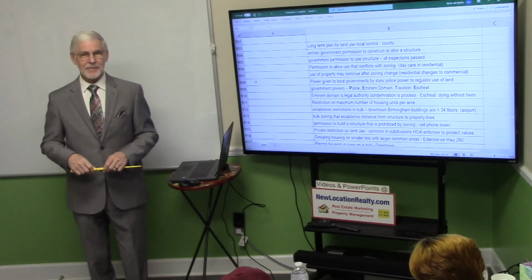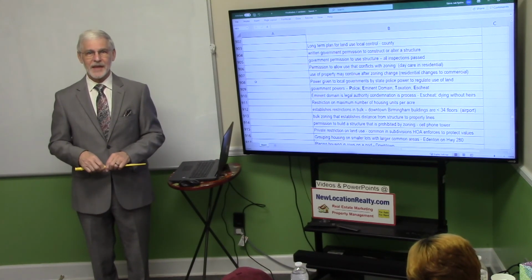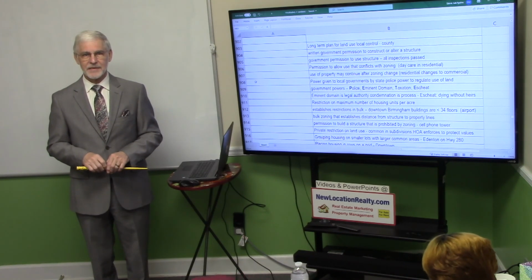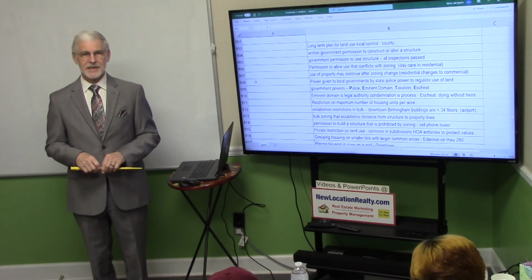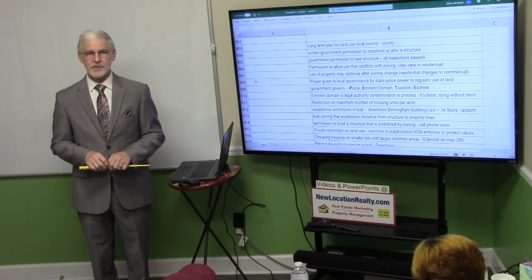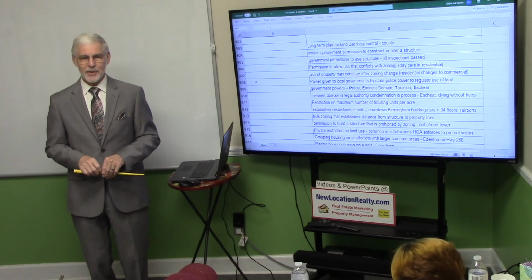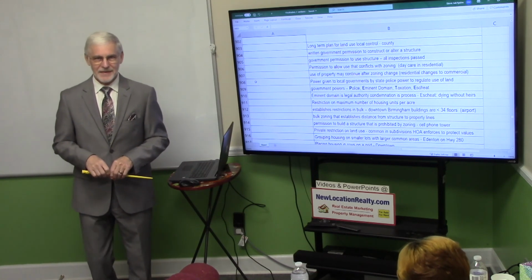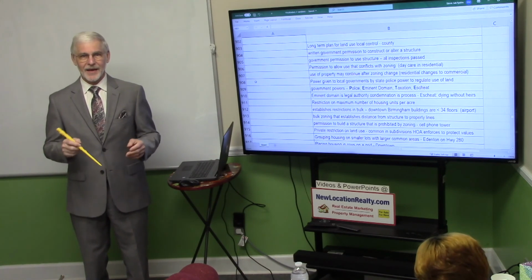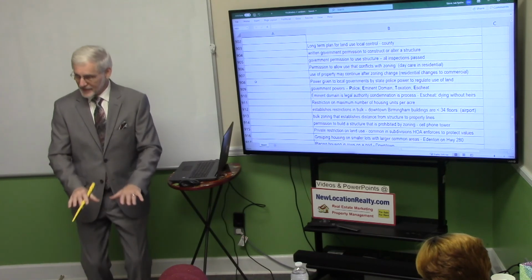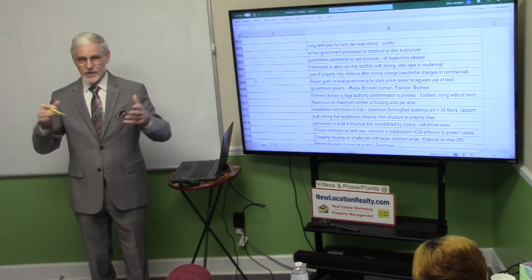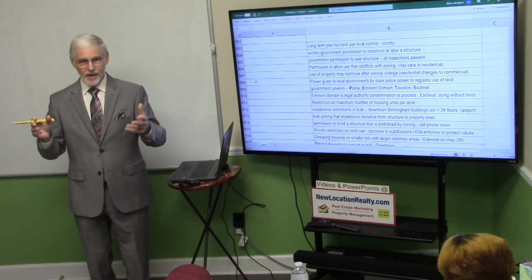All right, another topic. Long-term plan for land use, local controls by the county. Master plan. Master plan, yes. Written government permission to construct or alter a structure. Building permit. Yeah, building permit. Construction. And they come out and we talked about each level having to be inspected. And then after all the inspections are done, they give you a certificate of occupancy.